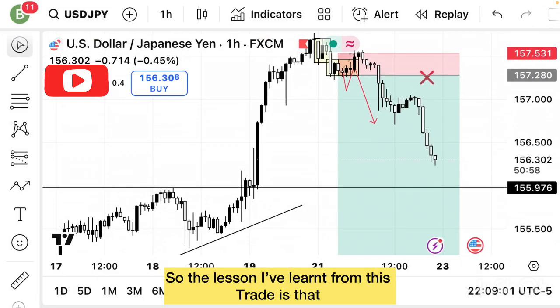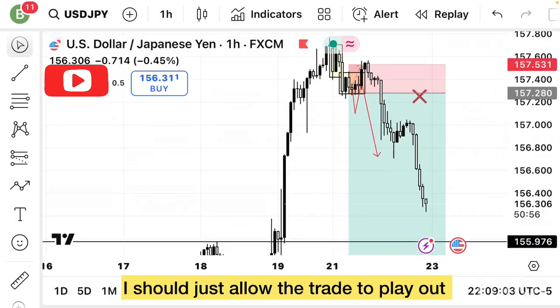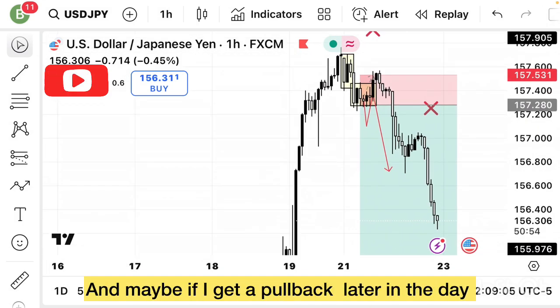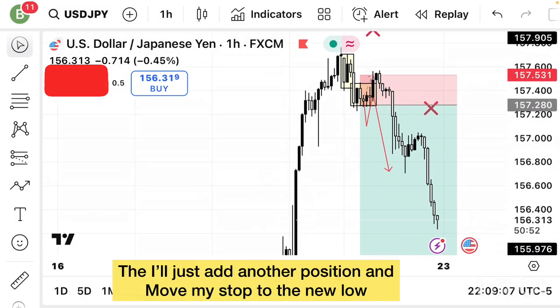So the lesson I've learned from this trade is that I should just allow the trade to play out, and maybe if I get a pullback later in the day, then I will just add another position and then move my stop loss to the next low.